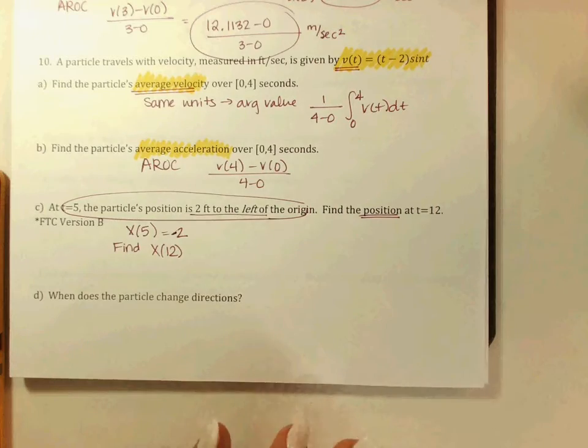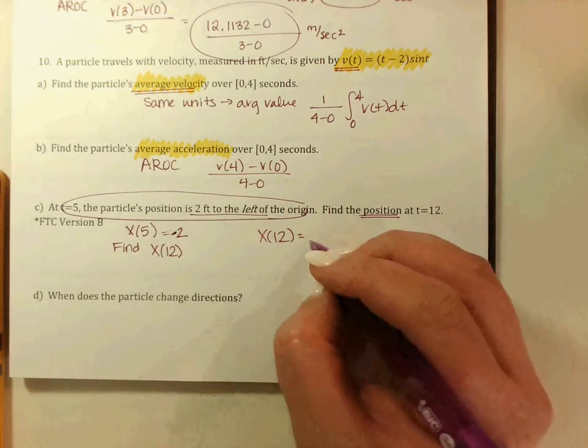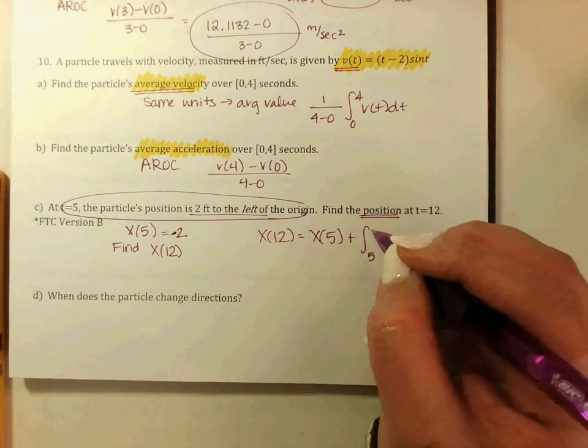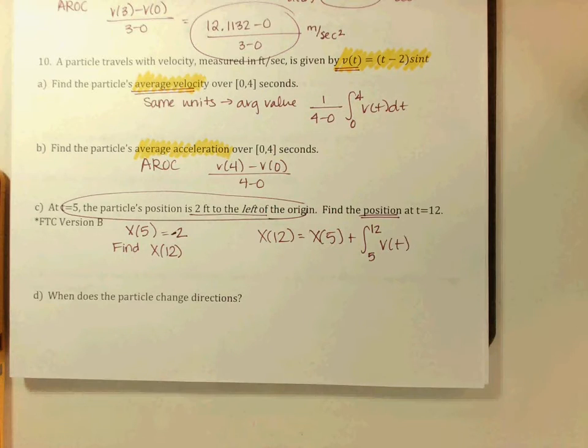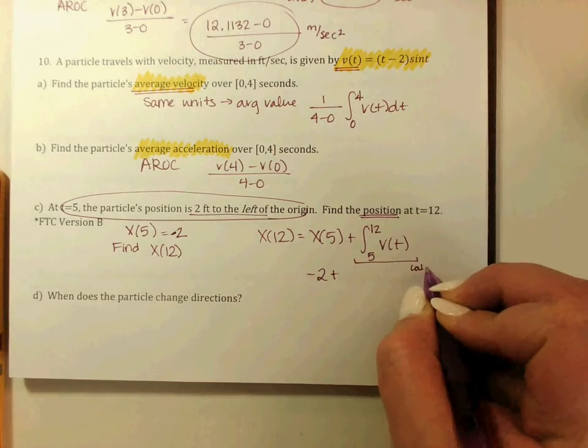This is a version B. What do I want? X of 12. What do I have? X of 5, plus the integral from what I have to what I want. Remember that if these are position, it makes sense that this would be a v, because this is the antiderivative of velocity. Then from there, what's x of 5? Negative 2 plus, then you would type that into your calculator.